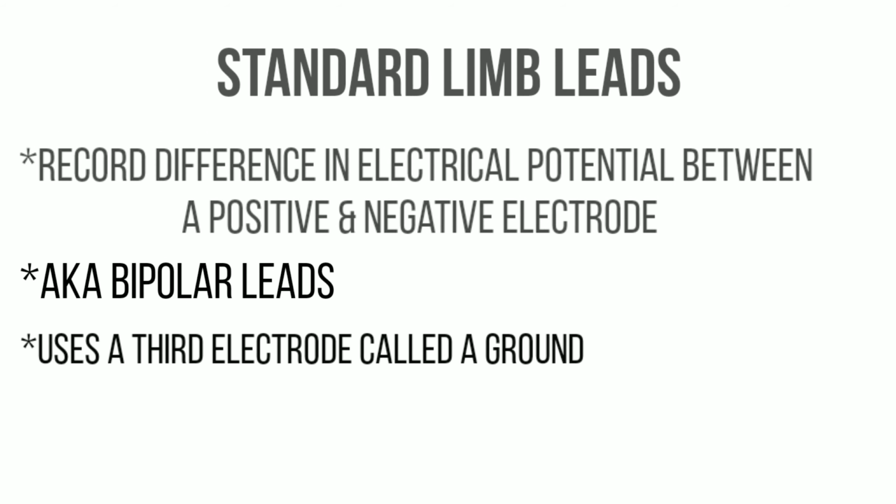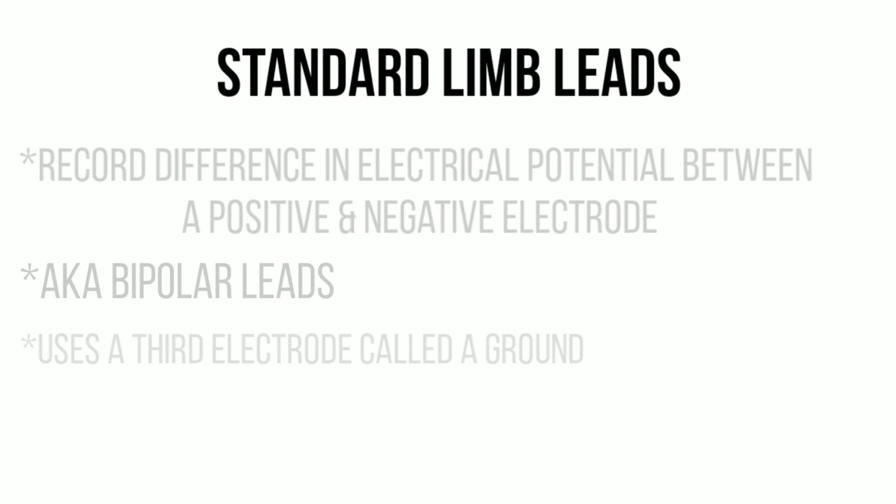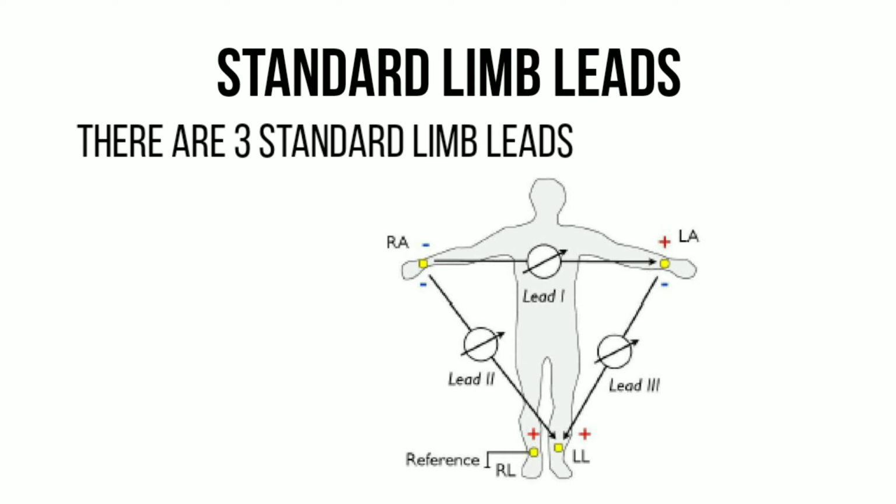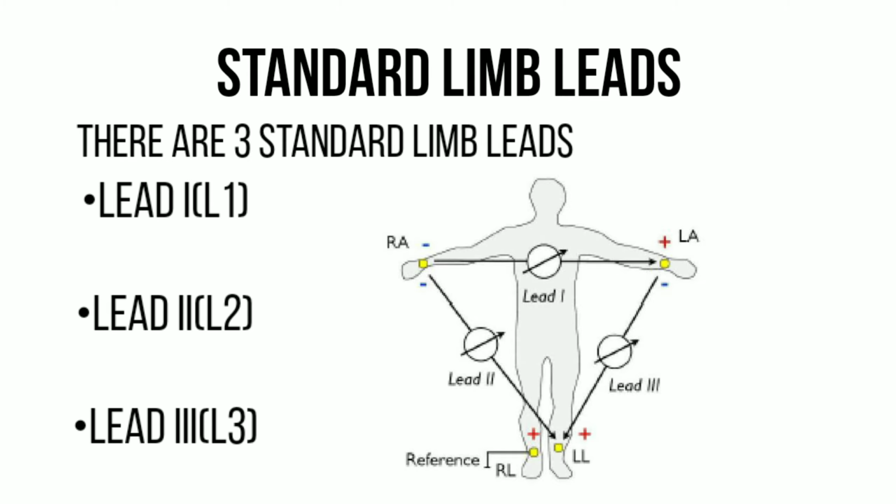Standard limb leads obtain a graph of electrical impulse as recorded between 2 limbs at a time. Therefore, the standard limb leads are also called bipolar leads. In this lead, one limb carries a positive electrode, another carries a negative. There are 3 standard limb leads: lead 1, 2 and 3.